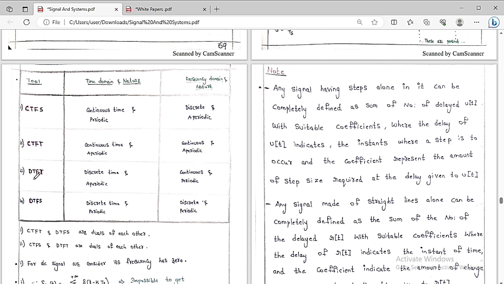Now, let's go for the discrete time Fourier series. The discrete time Fourier series is applicable for discrete time signals which are periodic in nature. Similarly, the discrete time Fourier transform is applicable to discrete time signals which are aperiodic in nature. I already told you this point. Now for aperiodic discrete signals, if you apply the discrete time Fourier transform, then what are you going to get? You are going to get something continuous in nature, and which is basically periodic.